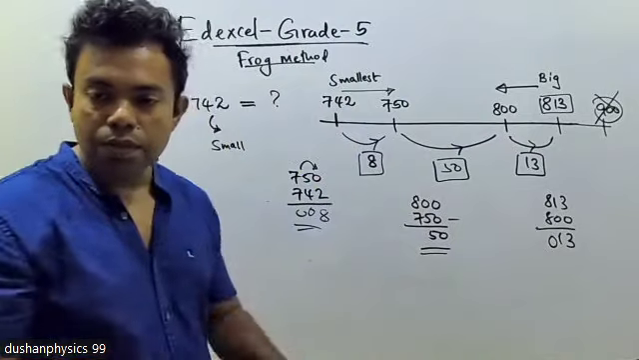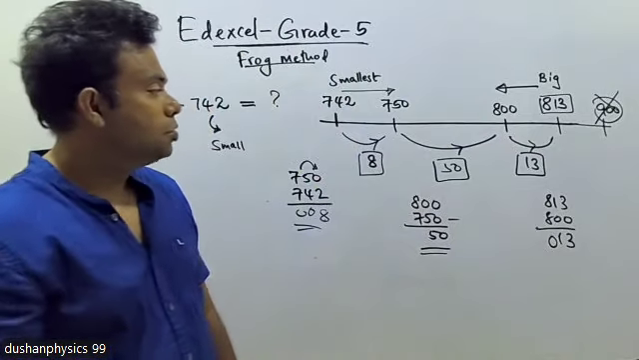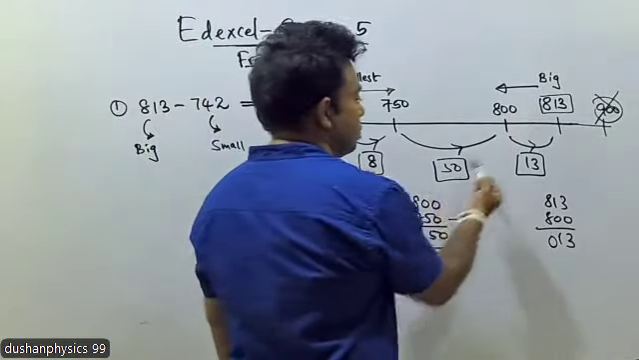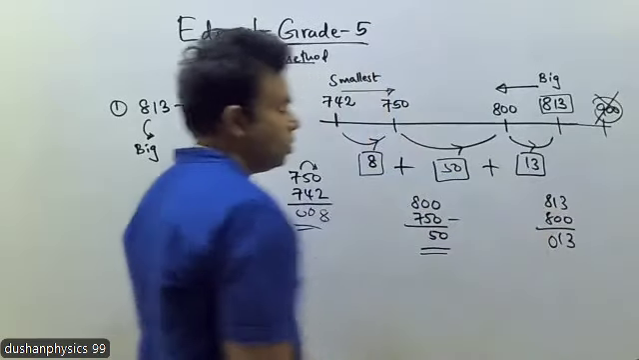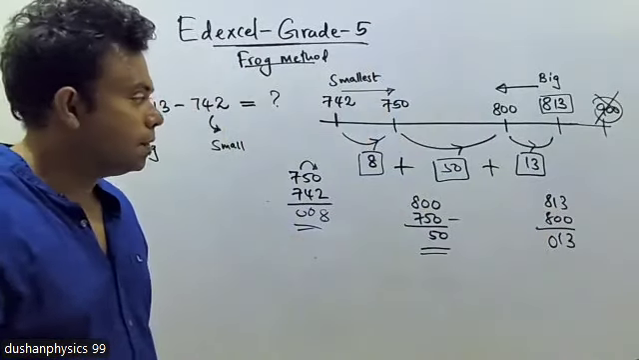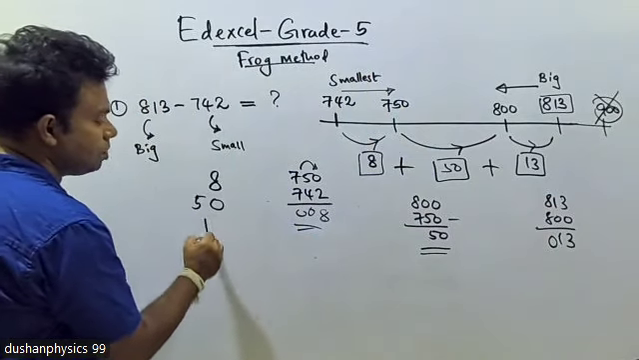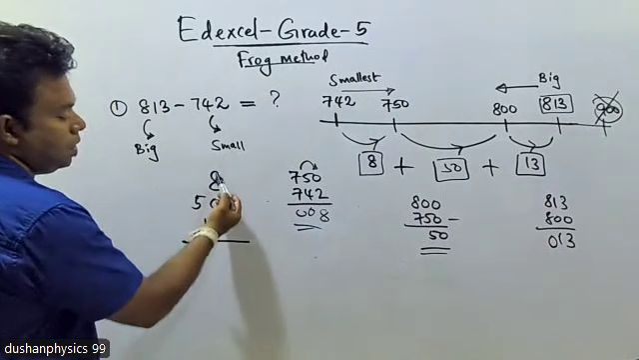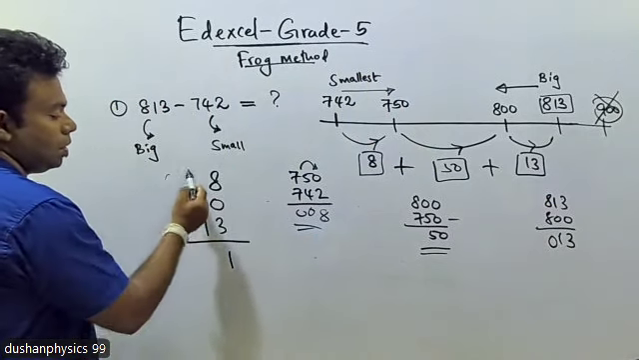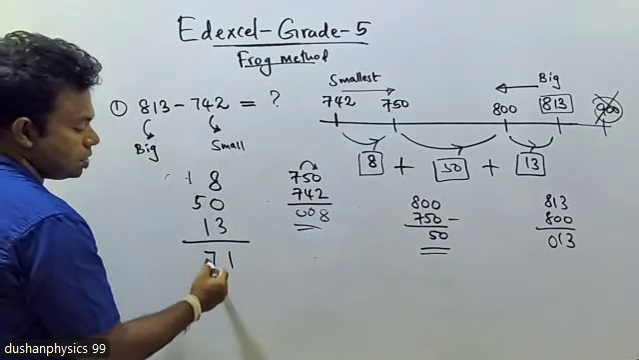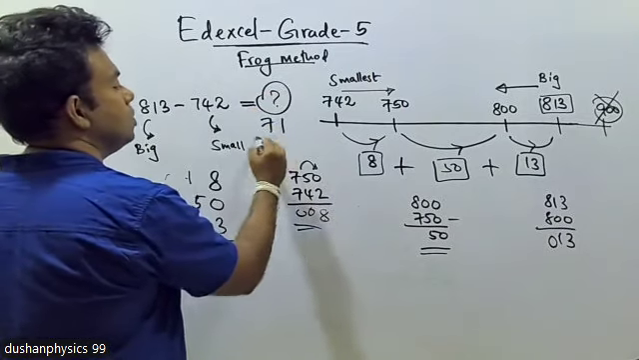Now I have almost completed my answer. You can see there are three numbers: 8, 50 and 13. So you have to add these three all together and get the final answer. What is the final answer? 8 plus 50 plus 13. When you add all these together, 8 plus 3, 11, 1 remains. 1 plus 5 plus 1, the answer is 7. Therefore, my answer is 71.